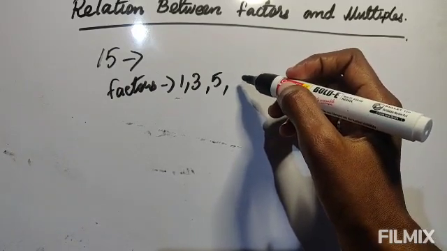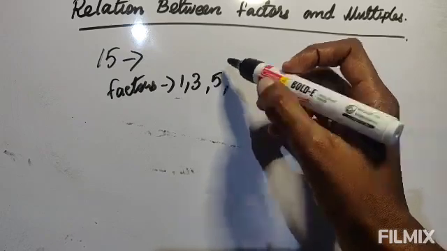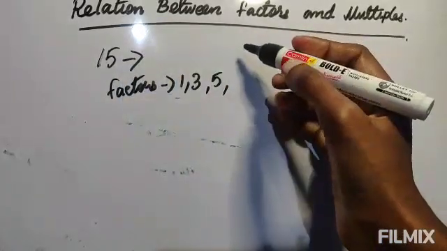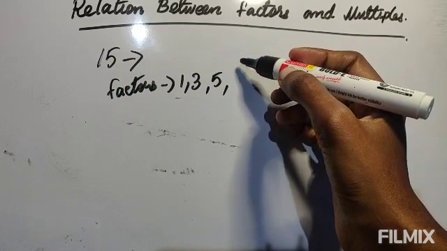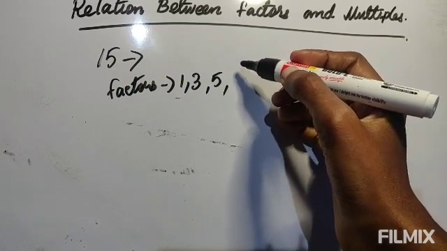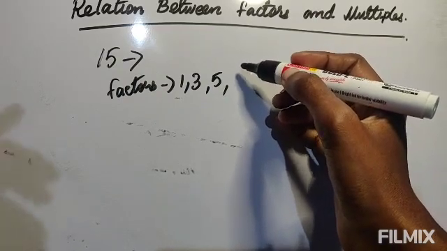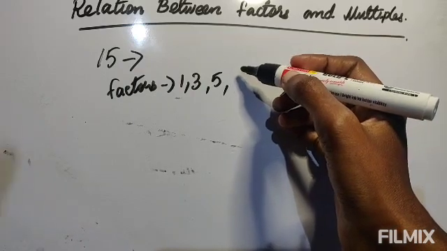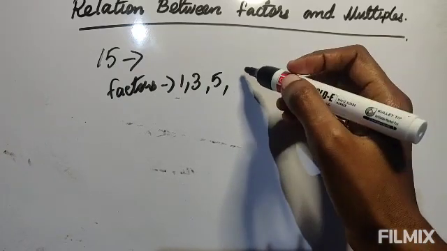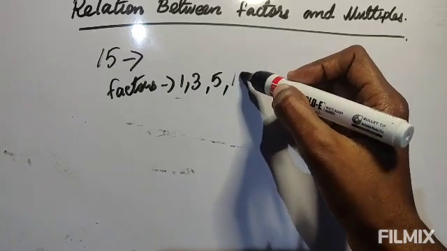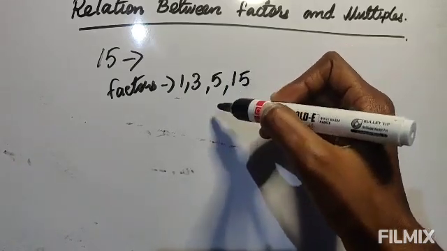Again 10 should end with 0, but here it is ending with 5, so it won't divide. 11 2s are 22, it won't divide. Again 12, even number, will not divide. 13 2s are 26, won't divide. Again 14, even number, will not divide, so the last number is 15.